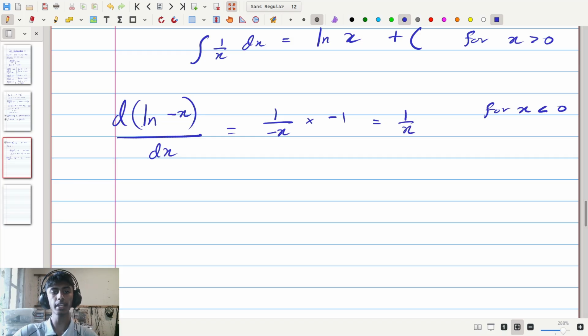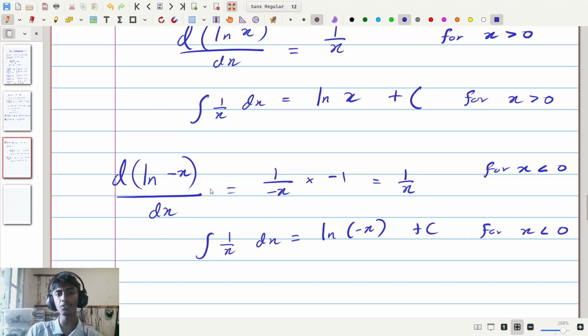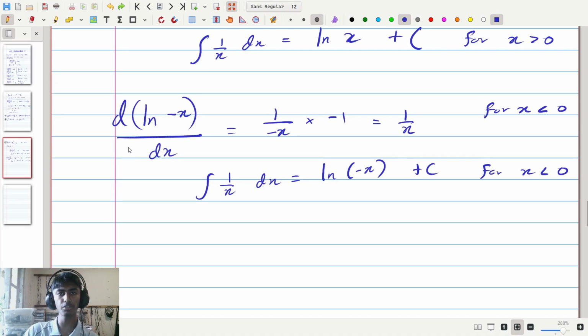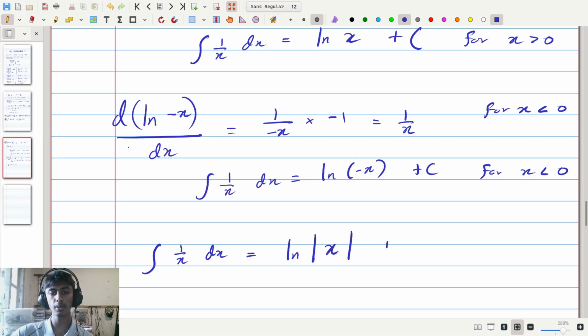Therefore, in this case, it appears that the integral of 1 divided by x dx is equal to the natural logarithm of negative x plus c for the x's which are less than 0. We combine these two cases and we write this in a common form, and we can see here when x is greater than 0, we have the logarithm of x. When x is less than 0, we have the logarithm of negative x. Therefore, overall, we take the absolute value and we say that the integral of 1 divided by x taken with respect to x is going to be equal to the logarithm of the absolute value of x plus c.